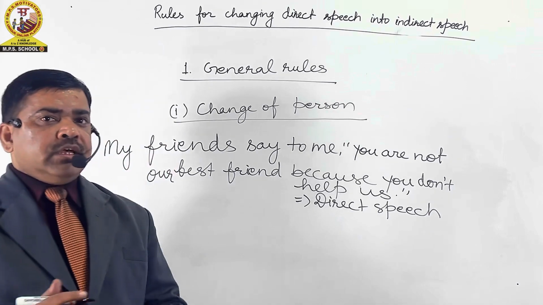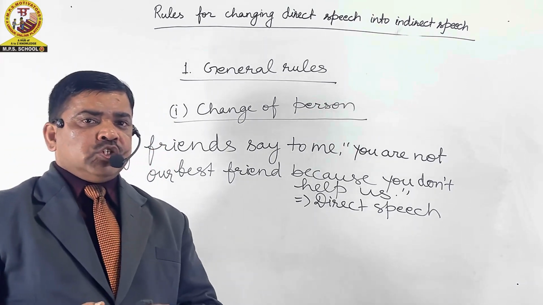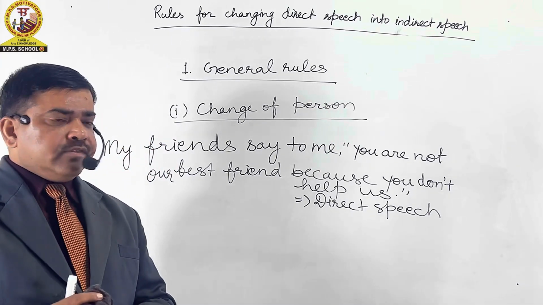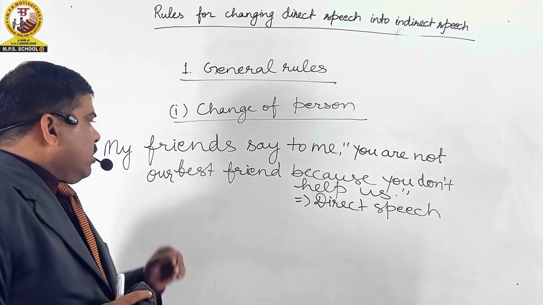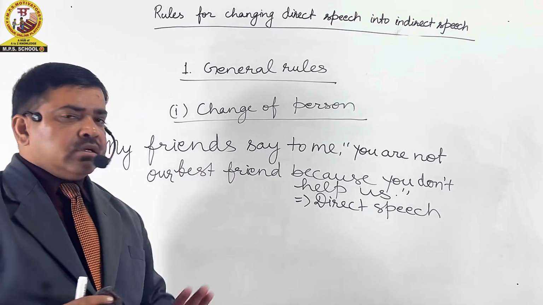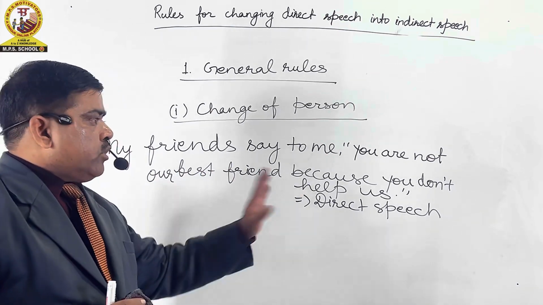Friends, as the fourth example of direct speech, I have taken a sentence that is, my friends say to me, you are not our best friend because you do not help us.